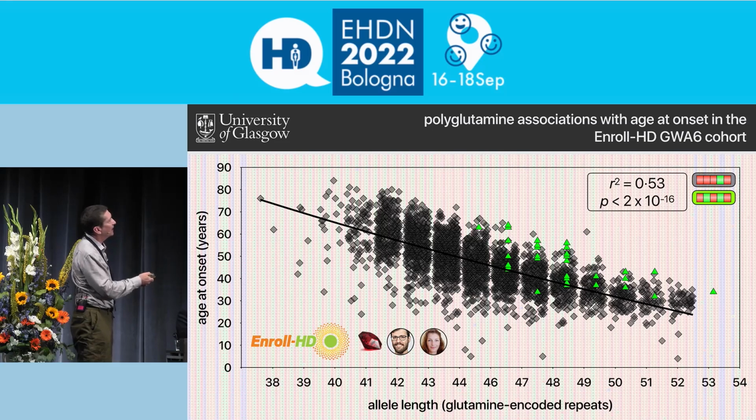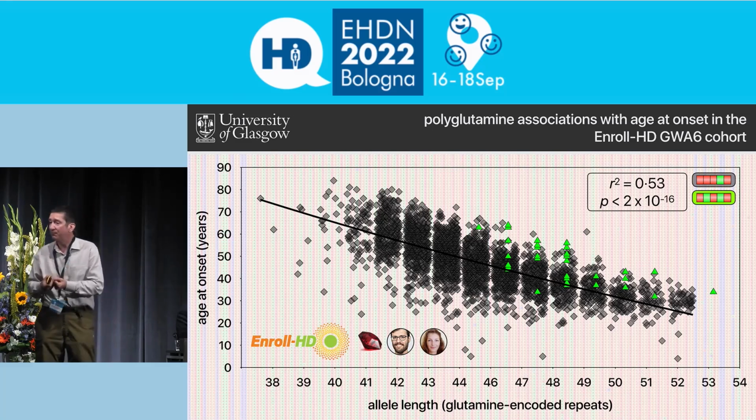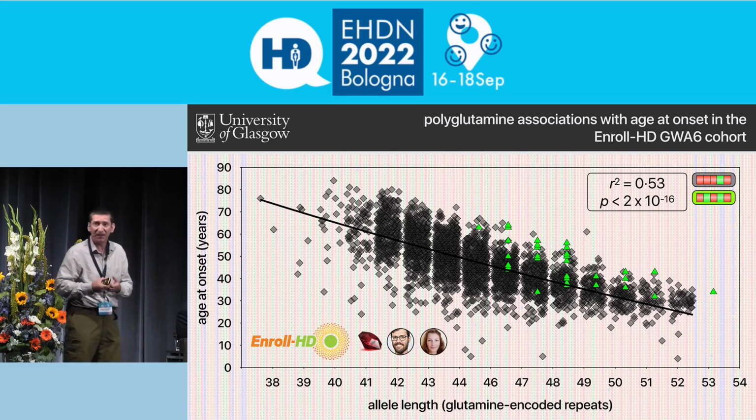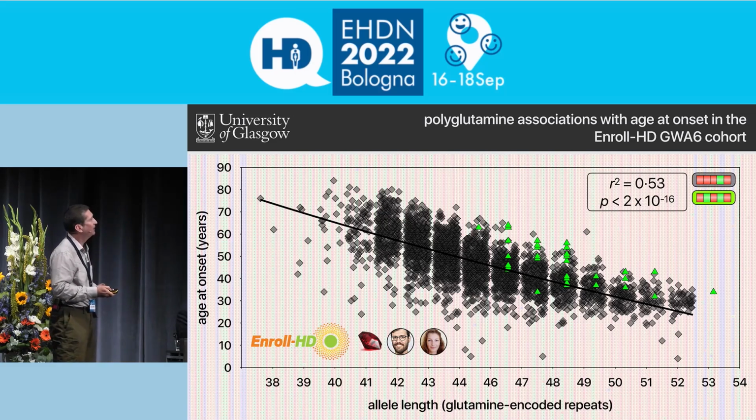You see that they're non-randomly distributed across this distribution. So you'll see on average they have larger alleles, and the majority of them are above the line. So if we base it on purely their number of glutamines, they have a later onset than we would have predicted based purely on the number of glutamines.